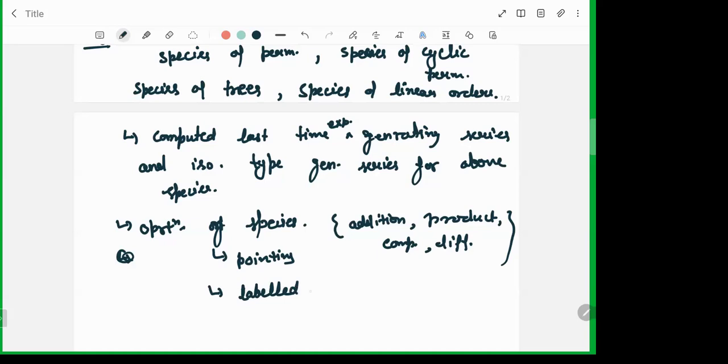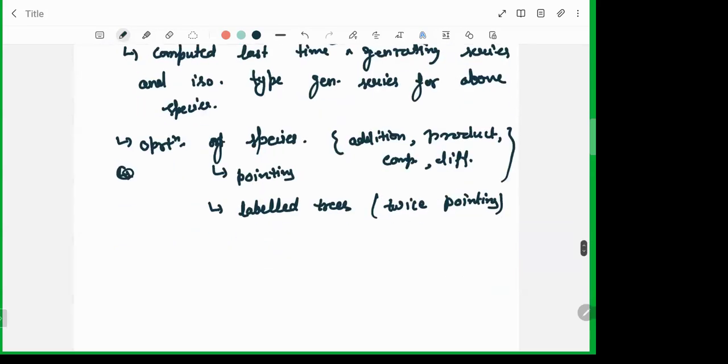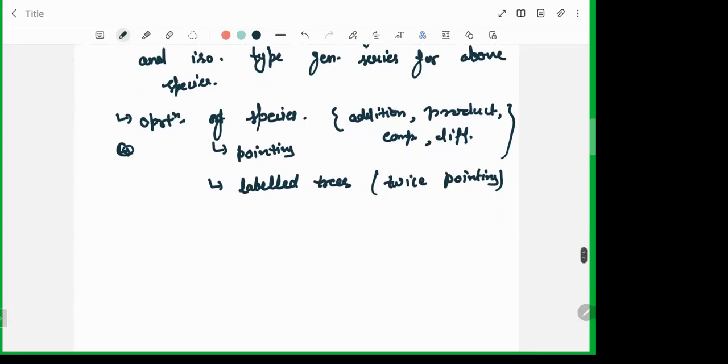So labeled trees, like twice pointing. The initially pointed vertex is the tail and the later pointed vertex is the head. And then we saw various computations, like this species is the same as S plus A, and all these things. In the second lecture we reviewed whatever was done till now, from start to ending.